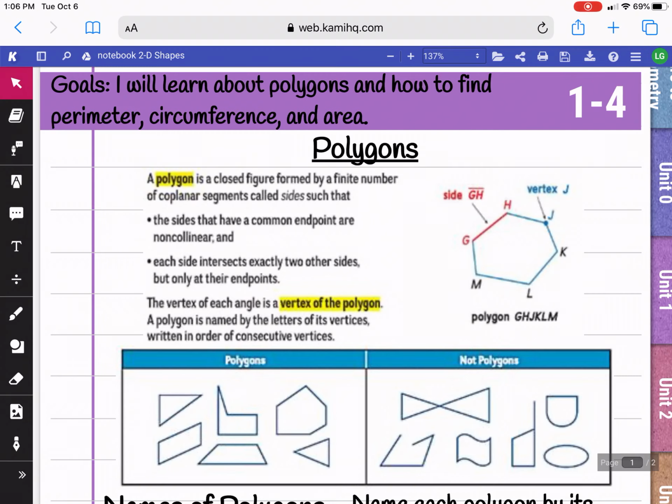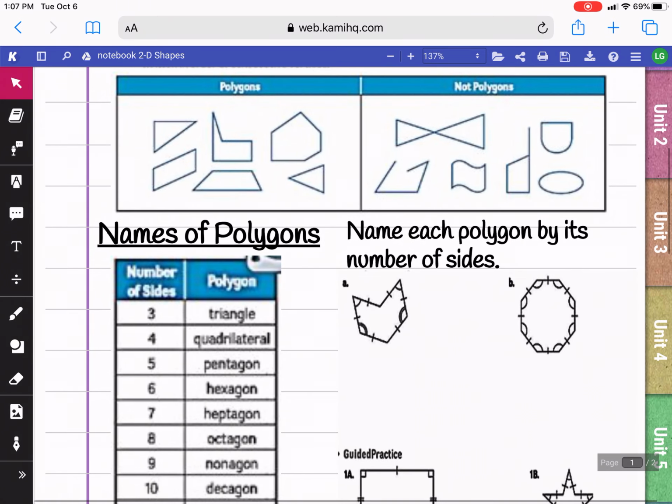In topic 1.4, we're going to learn about polygons and how to find perimeter, circumference, and area. Polygons are basically your 2D shapes, excluding circles. So here you have a diagram of polygons and non-polygons. You'll notice your polygons are made up of lines that connect to form sides.